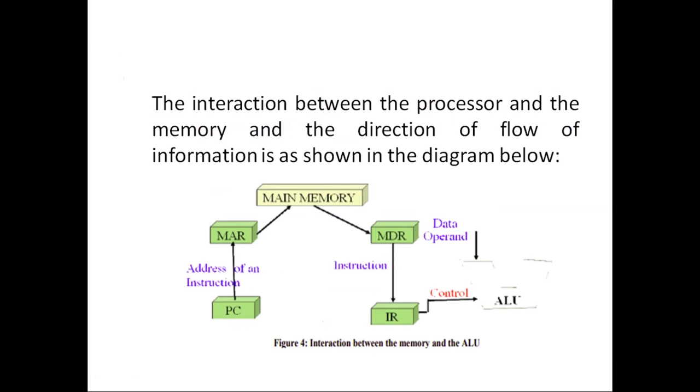The interaction between the processor and the memory and the direction of the flow of the information is explained in the diagram. You see, main memory: the address of an instruction will be there in the program counter, to fetch it from the memory address register. The address will be there in the memory address register, and the program counter keeps track of what the next instruction is to be fetched. Then it is sent to memory. Then it will go to the memory data register. So it fetches the data, meaning the operand, and this instruction goes to the instruction register. Then the control unit, you can see it here, it is coming like this.